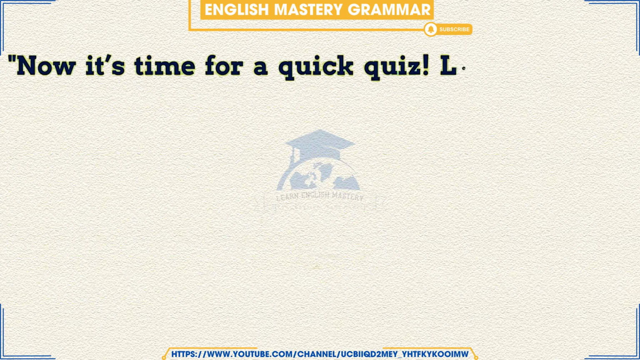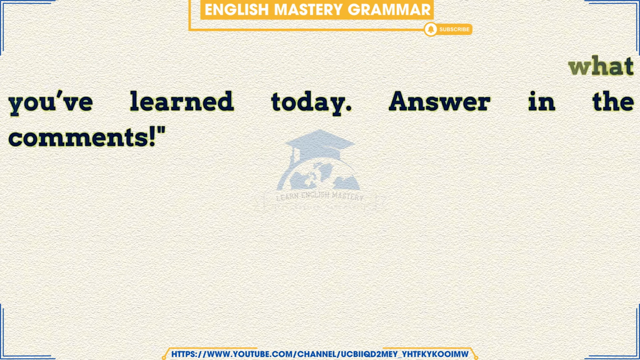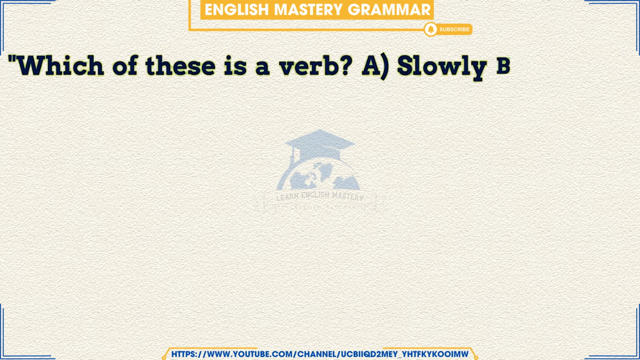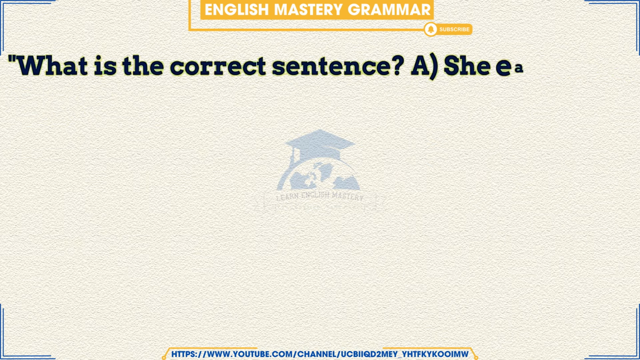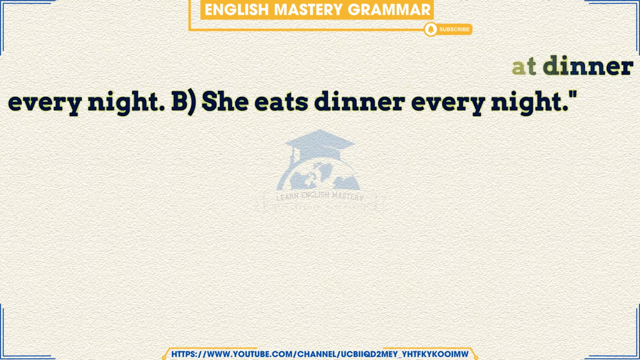Now it's time for a quick quiz. Let's test what you've learned today. Answer in the comments. Which of these is a verb? A, slowly. B, jump. C, happy. What is the correct sentence? A, she eat dinner every night. B, she eats dinner every night.